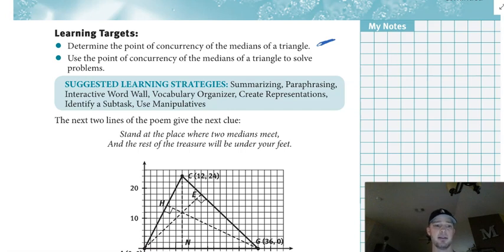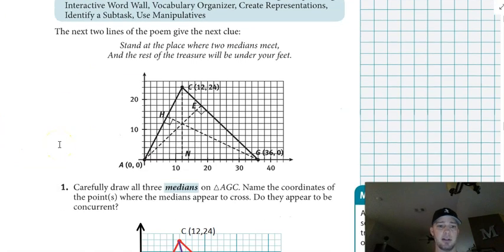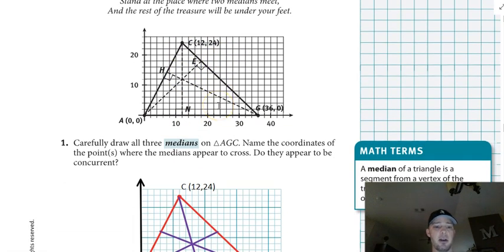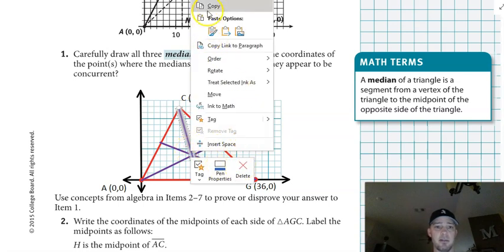On the last lesson, we did learn what altitudes were. Here's an example of what those ended up looking like. We got our point of concurrency at 12, 12. We're going to focus on medians now. I've already got some drawn here, but how do we go about finding those? Let's get rid of the ones that are on there.